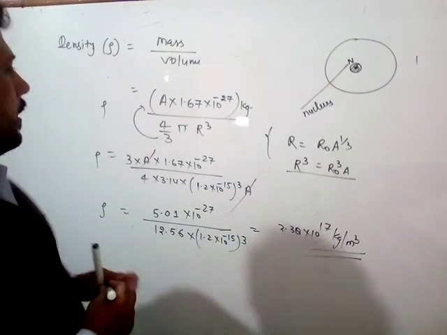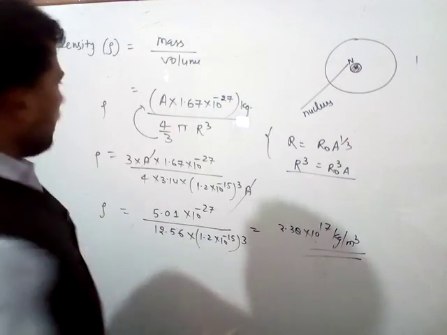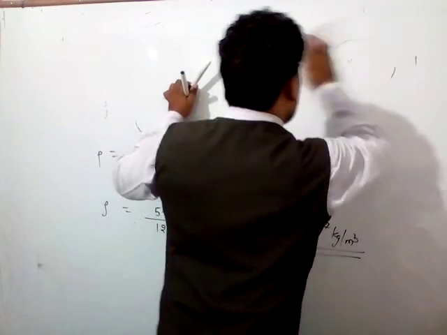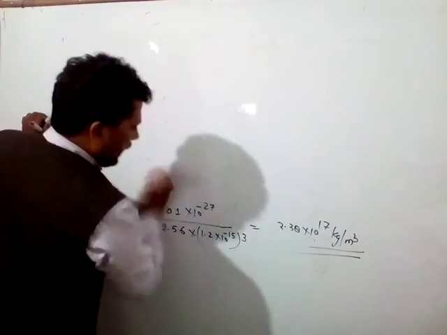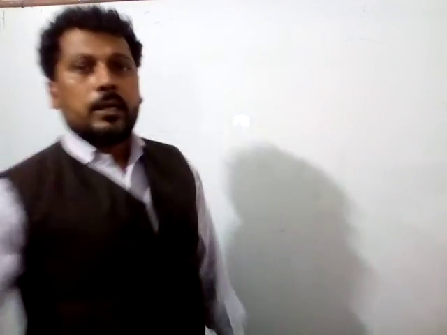So this is the density of the nucleus. So in this way we can find the density of the nucleus, that is equal to 2.38 into 10 power 17 kilogram per meter cube.